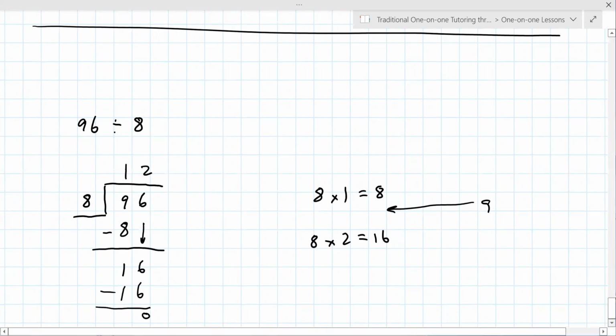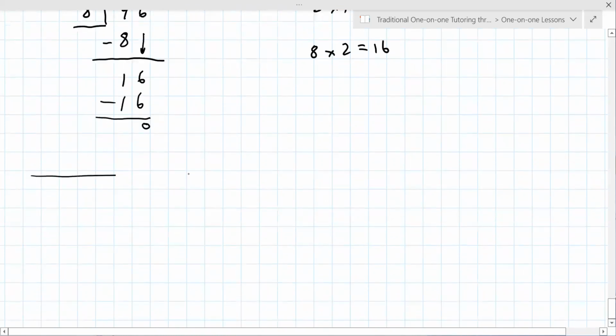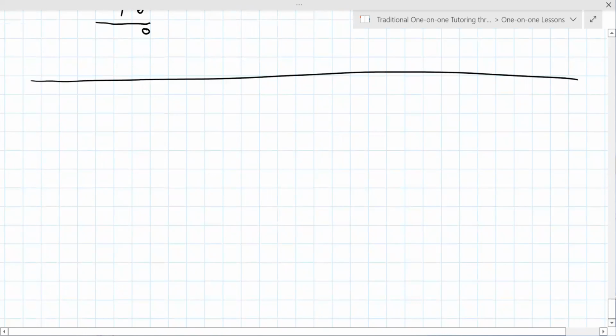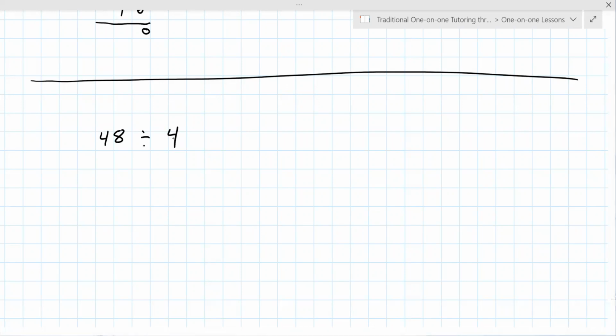All right, so let's have you try one on your own. Let's see. We'll make this not too difficult. What is 48 divided by 4? So I'd like you to give that one a try.